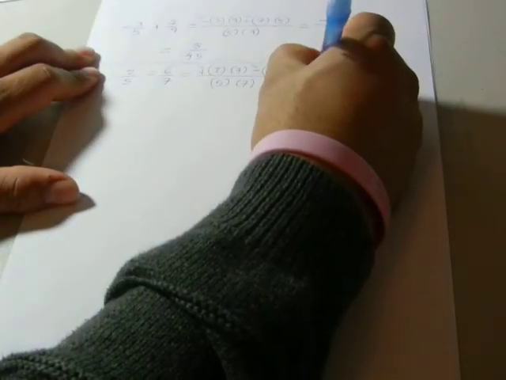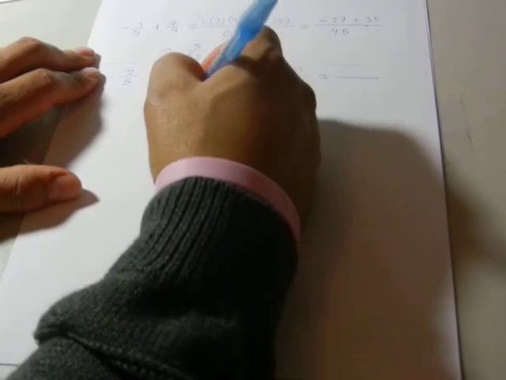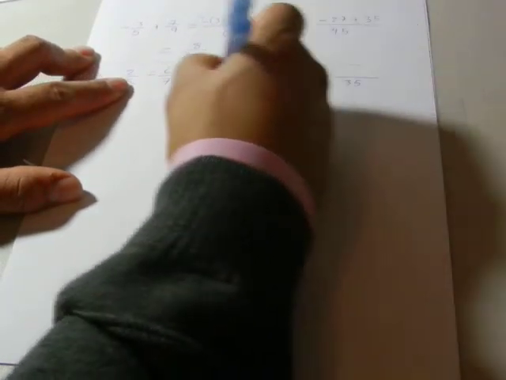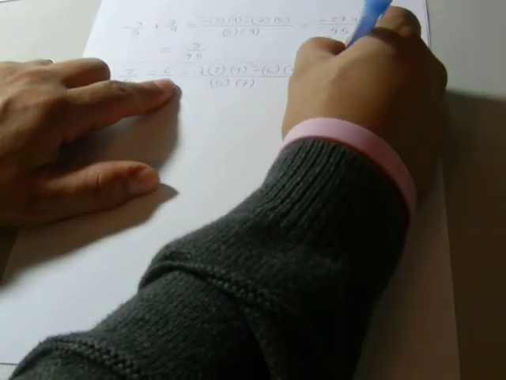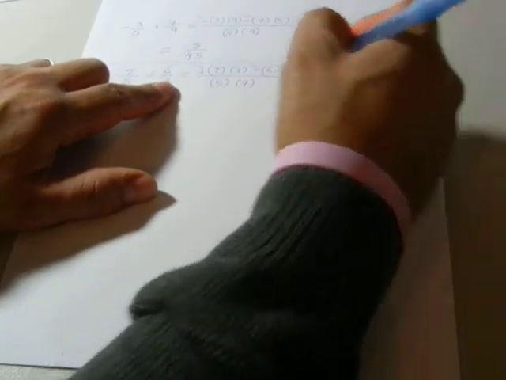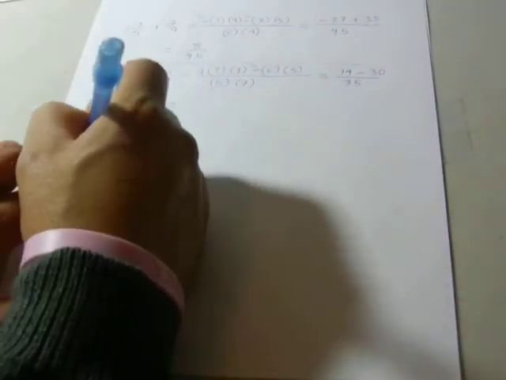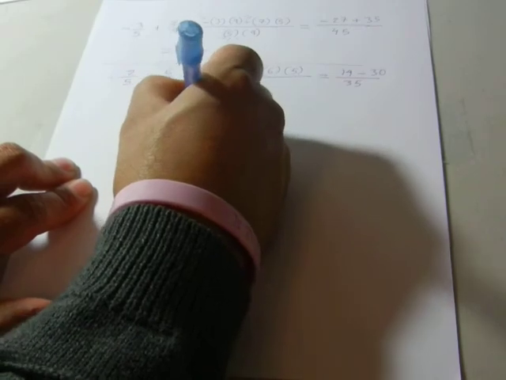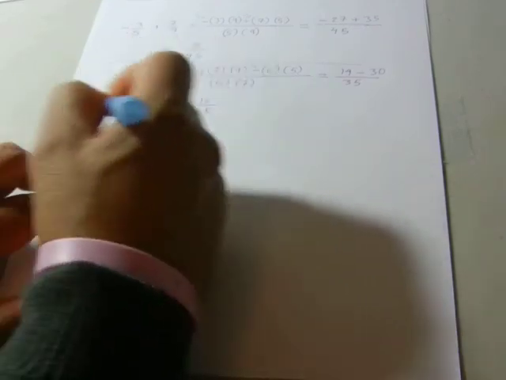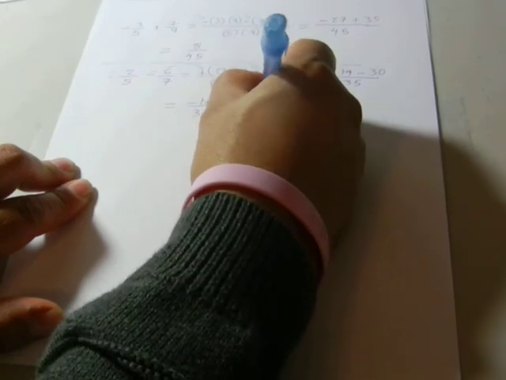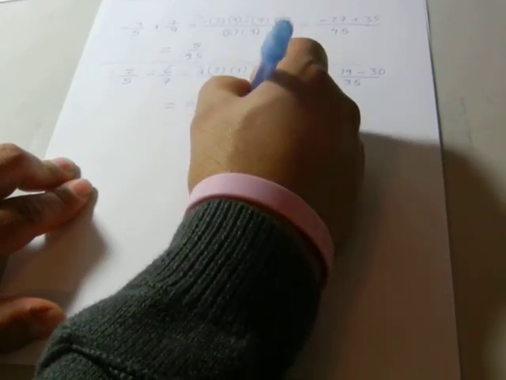And it's ready. 5 times 7, 35. 7 times 2, 14. 5 times 6, 30. Okay? 14 minus 30 is minus 16 divided by 35. We can express it in this way, or we can move the minus in front. Remember the properties.